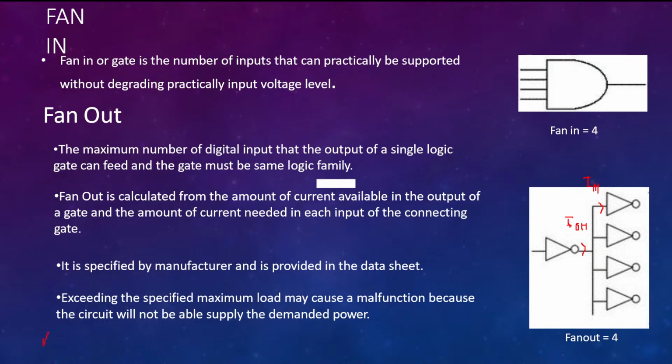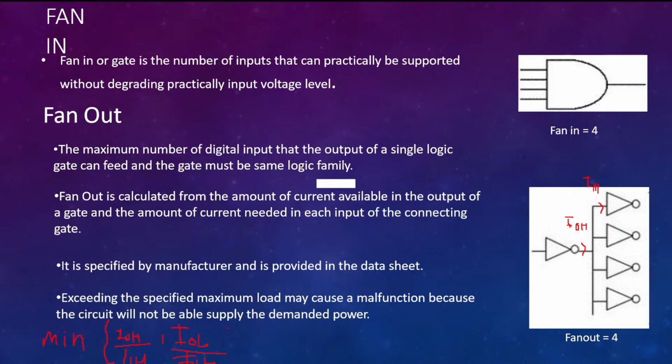Right? So we can say fan out is nothing but the minimum of IOH upon IIH, comma, IOL upon IIL.